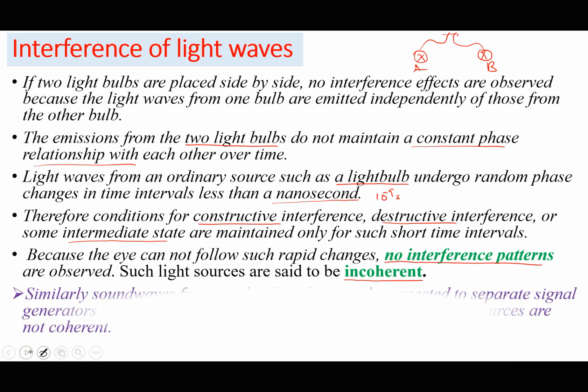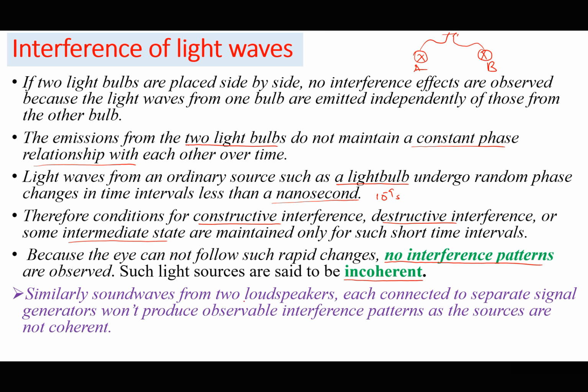Similarly, we talked about sound waves earlier on. Sound waves from two loudspeakers, each connected to separate signal generators, will not produce observable interference patterns as the sources are not coherent. So I'm now bringing in the term coherence. The difference between these two scenarios is that for sound waves, if you connect the loudspeakers to two different signal generators, the two loudspeakers are not going to be obtaining waves from the same source, so they will not be coherent. But of course, we can make the loudspeakers produce coherent waves by connecting them to the same signal generator, as we saw in lesson 12.